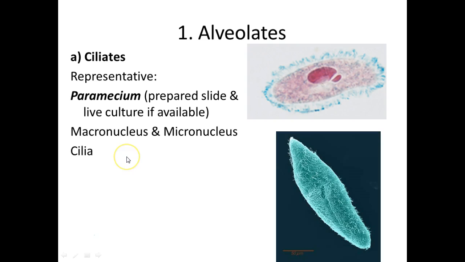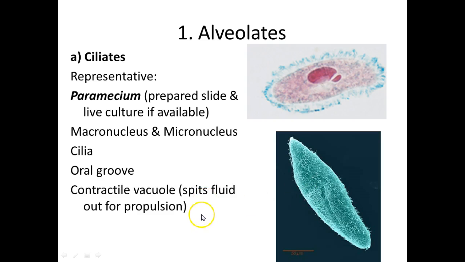The cilia, again, is really difficult to see, but you still need to know that these guys have cilia, and that's how they move. We may be able to see their oral groove. Again, this is much easier to see when you have a live specimen. And the contractile vacuoles, if we have live ones, you can see them squirting the water back out. It's pretty cool stuff. And look, I even got links to cool YouTube videos, and you can watch that happening.